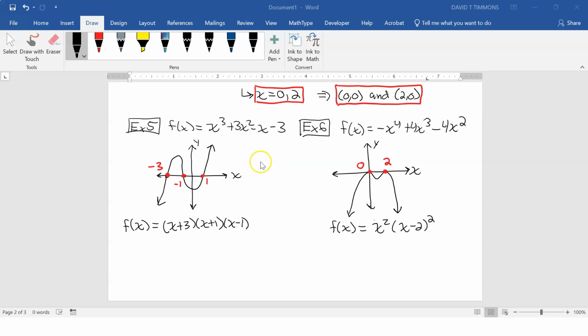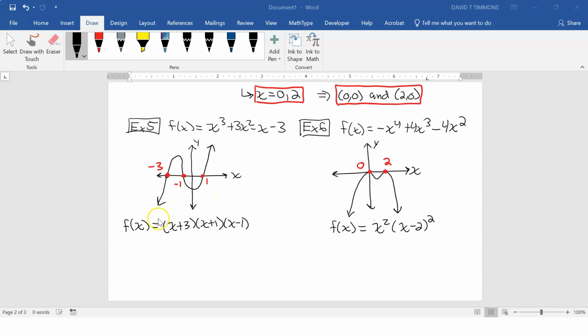Let's look at the graphs of these polynomials from example 5 and example 6, because it will lead into our next topic, which is multiplicity of zeros. When we factored the polynomial from example 5, we had these 3 individual factors, which again we found those x-intercepts of minus 3, minus 1, and 1. And this is approximately what the graph looks like.